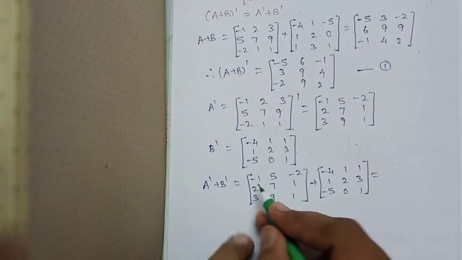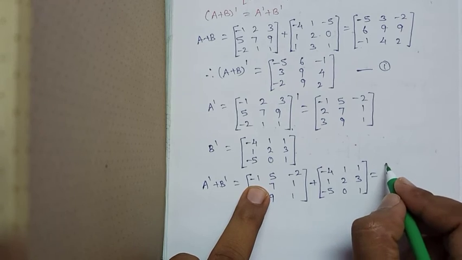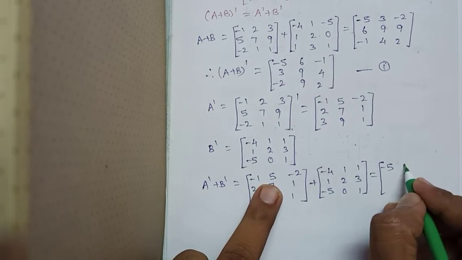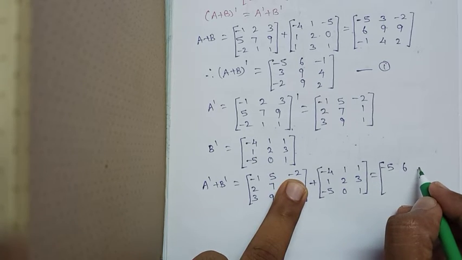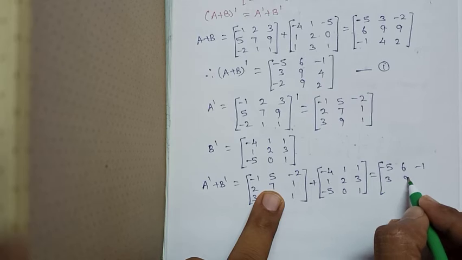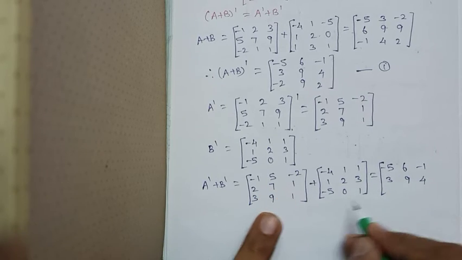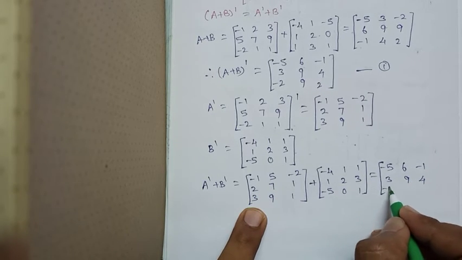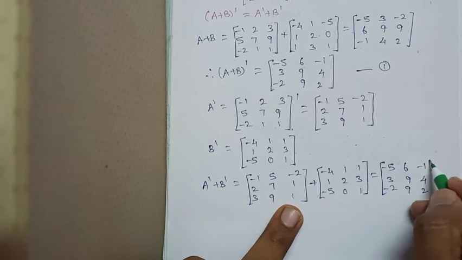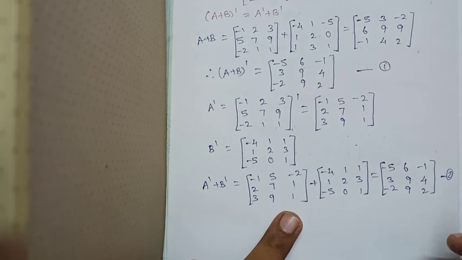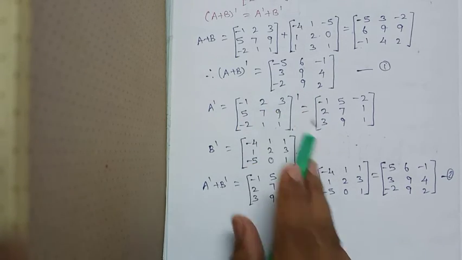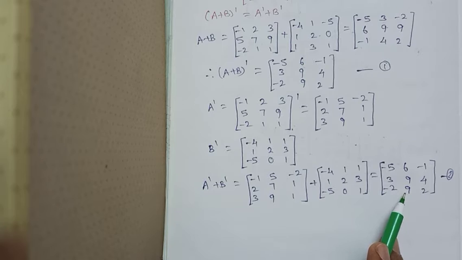Adding the two matrices, we get minus 4 minus 1, minus 1 minus 4, that is minus 5, 5 plus 1 is 6, minus 2 plus 1 is minus 1, 2 plus 1 is 3, 7 plus 2 is 9, 1 plus 3 is 4, and 3 minus 5 is minus 2, 9 plus 0 is 9, 1 plus 1 is 2. So considering equation 2, now verify 1 and 2. Both matrices have the same entries.